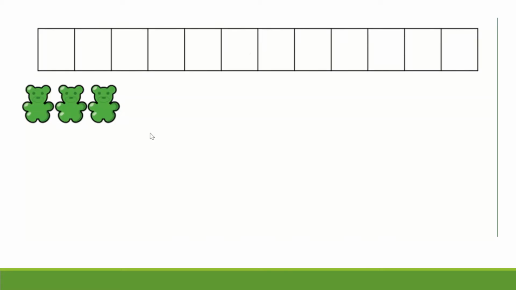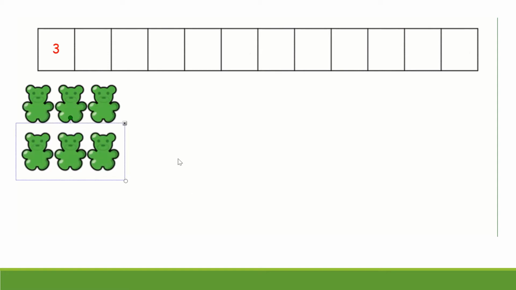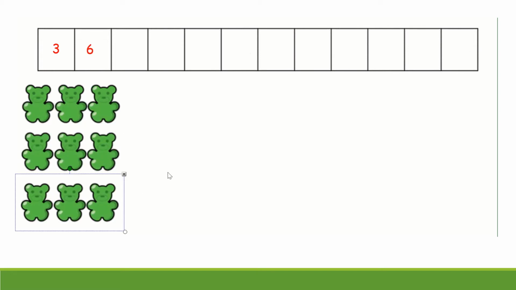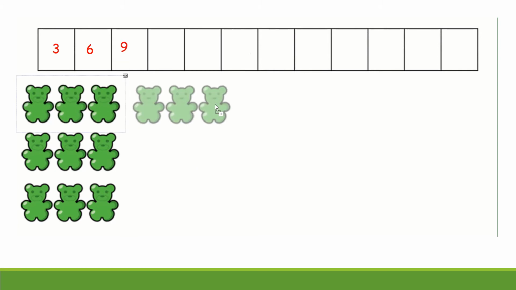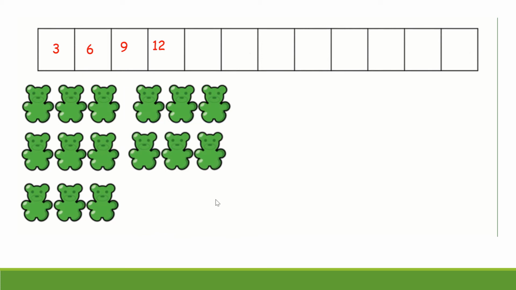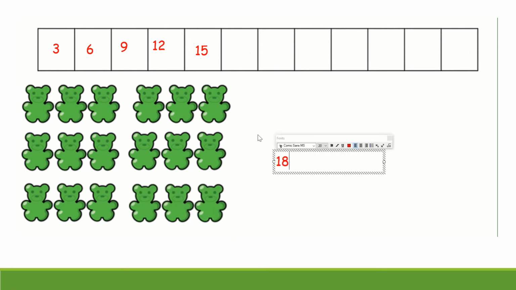Can you help me to count in 3s? So let's start with 3. Yes, you are right. So we've got 3. And the next number is 6. Good. And then we have 9. After that, 3 more makes 12. 15. Good. 6 lots of 3s, 18. Well done.